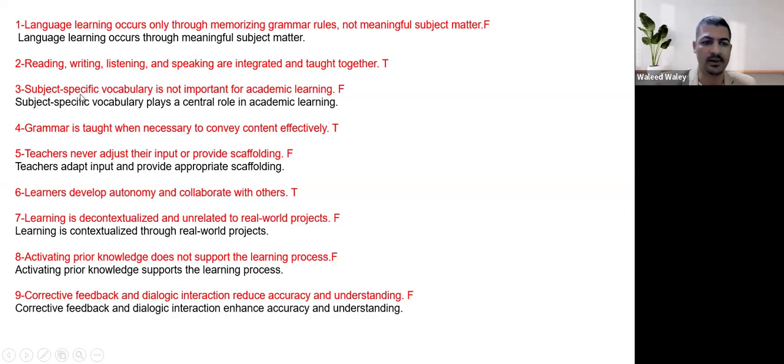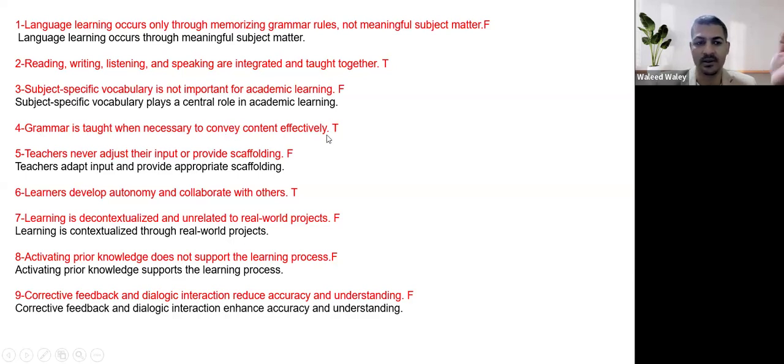And here, number 3: subject-specific vocabulary is not important for academic learning. It's not correct. Why? Because they need the vocabulary if they are studying a science lesson or history lesson. They need the vocabulary just to understand the text and interact and to use this target language in speaking. Okay, so subject-specific vocabulary plays a central role in academic learning. And grammar is taught when necessary to convey content effectively.